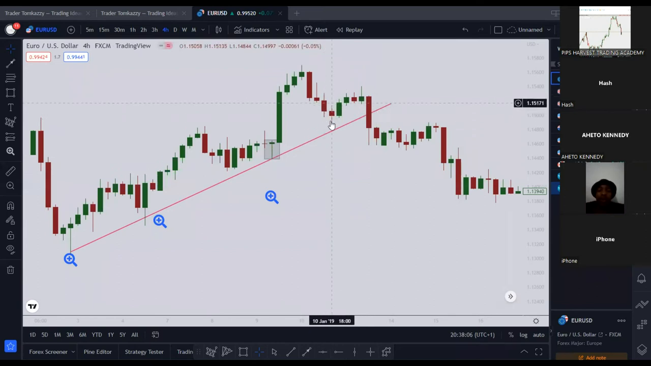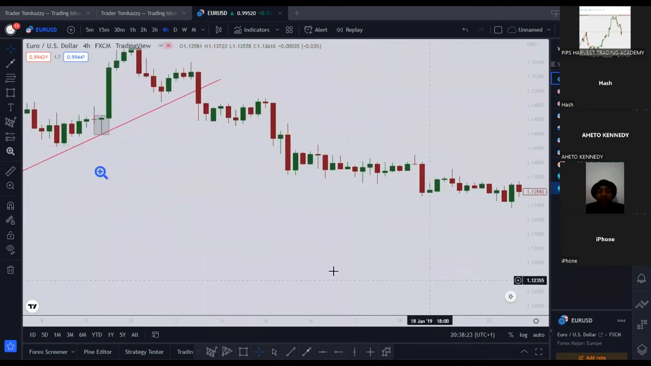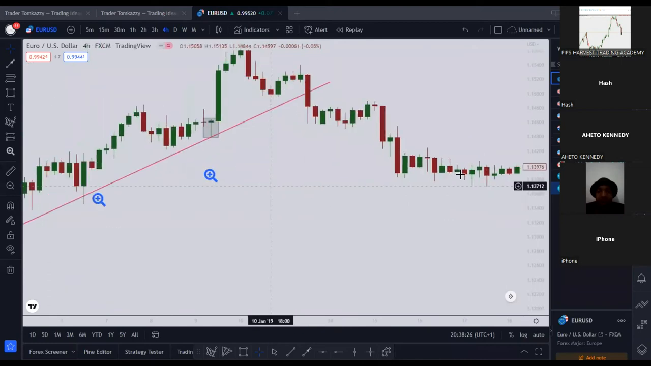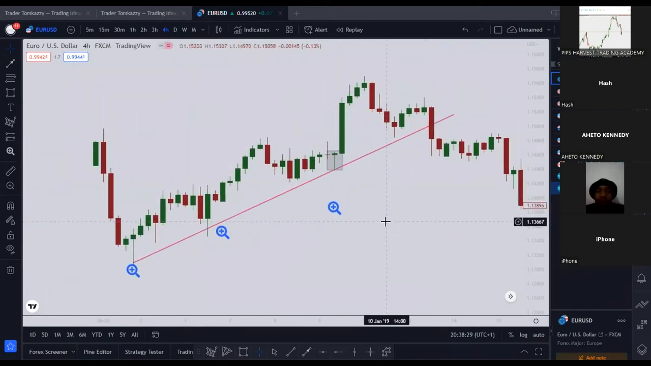Someone might have even entered here because of seeing something like a morning star. They might have entered here, and then the market will go small, deceive you, and then this pin bar will just clear you out. You are out like that. Just out like that. So that's it. This is an example. Even though it is short, you can make money from it.